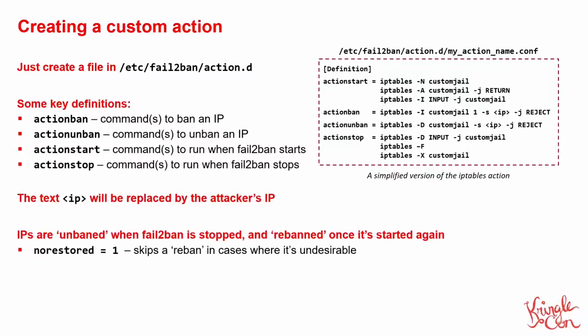Conversely, action stop then undoes those activities to clean up after fail2ban shuts down. A key thing to note here is that when the fail2ban service is shut down, it will run the unban command for any of the IP addresses that are currently banned, and then run the action stop commands to tidy up after it. So effectively, if you shut the fail2ban service down, then any bans that currently exist are undone.